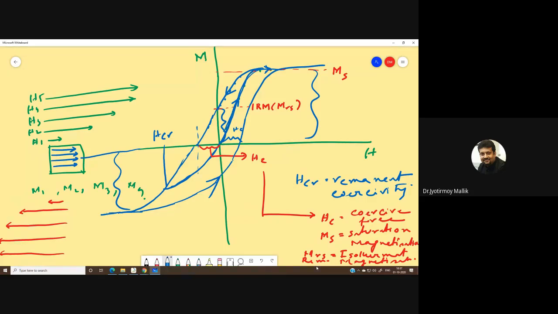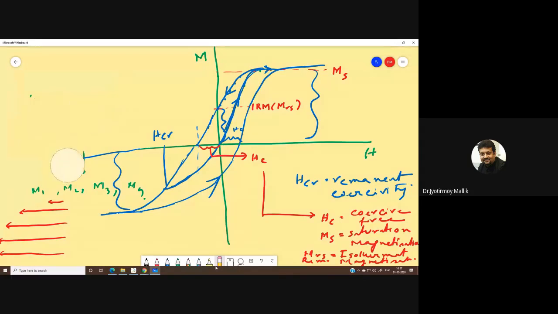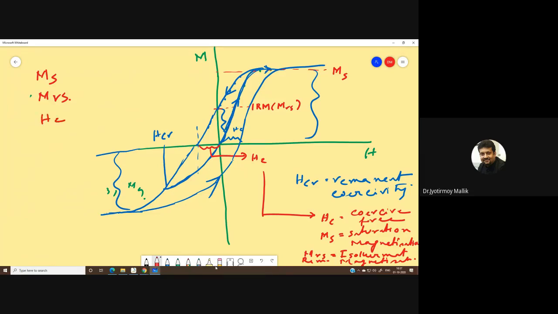So from a hysteresis curve, there are 4 parameters that you essentially derive, and we will explain in the next class why they are important. So MS, that is the saturation magnetization, MRS, the isothermal remanent magnetization or remanent magnetization, and then HC, which is the coercive force, and HCR, which is the remanent coercivity. These are the 4 parameters that you can generate from a hysteresis curve.